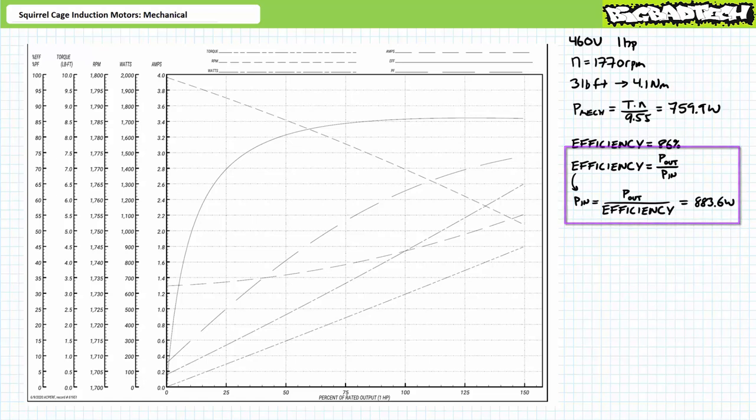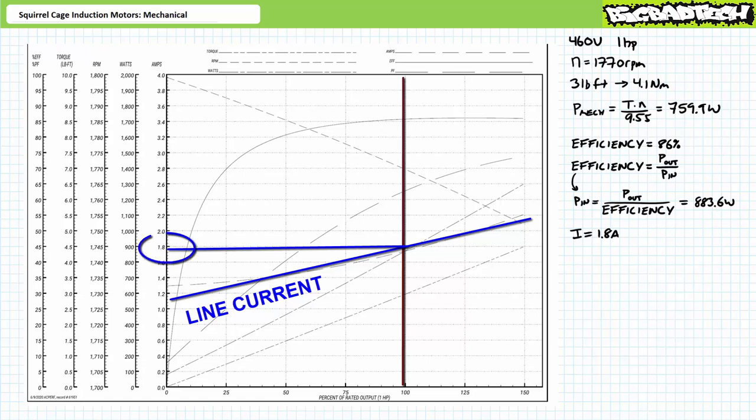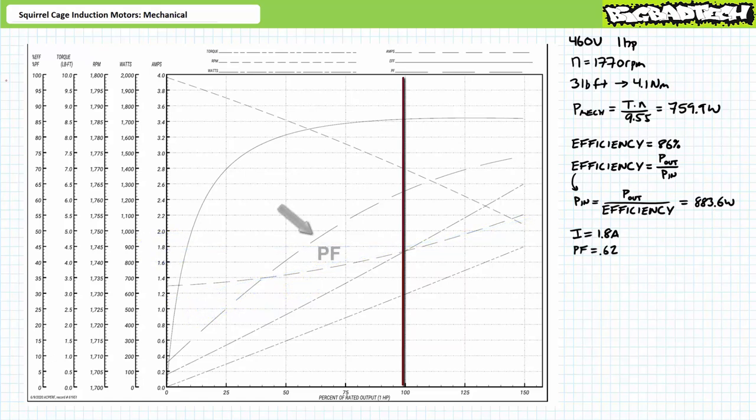Let's check if we're right. Again, we haven't examined electrical properties in great detail just yet. However, let's perform some quick calculations at the rated conditions as a warm-up exercise for the following lectures discussing electrical properties of squirrel cage induction motors in greater detail. If this dashed line, big surprise, it's dashed, represents current, looks like this motor draws maybe 1.8 amps at the rated conditions. If this other dashed line represents power factor, it looks like this motor has a power factor of 0.62 at the rated conditions.